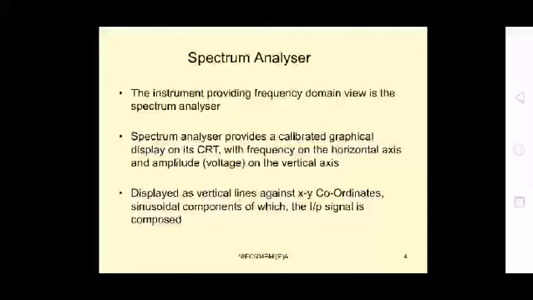So the display of the frequency spectrum is displayed as vertical lines, as you have seen in the AM spectrum, against the xy coordinates of the sinusoidal components. In the time domain you see the complete time-varying signal with continuous variations, but the spectrum analyzer, the instrument providing the frequency spectrum, displays vertical lines against the xy coordinates for the sinusoidal components of which the input signal is composed. Your input signal is composed of sinusoidal signals, but the frequency spectrum looks like only vertical lines at different frequencies.